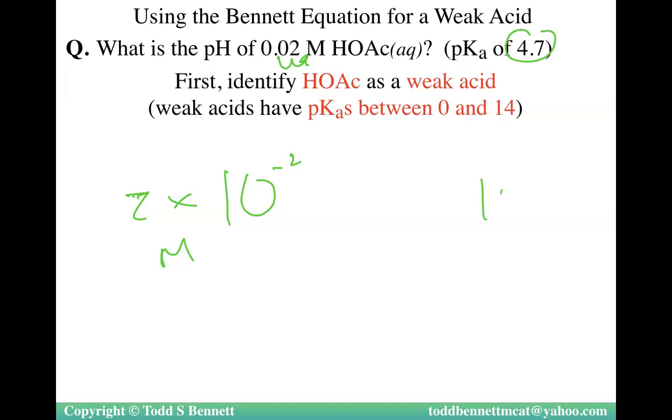This right here means this is something times 10 to the minus 5. It ends up it's 2. I'll put it in there as a placeholder, but even if you didn't know that, this is more than 100 times that. So the Bennett equation can work. We're set. Weak acid, Bennett equation works, we're good. So here we go.